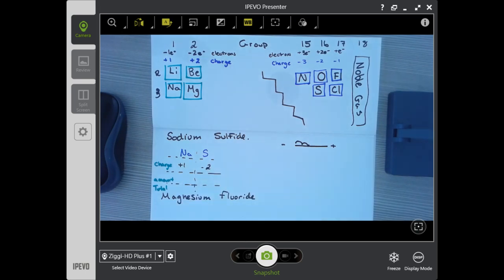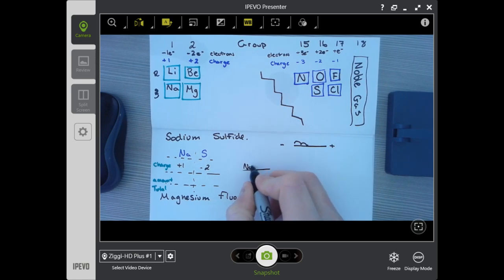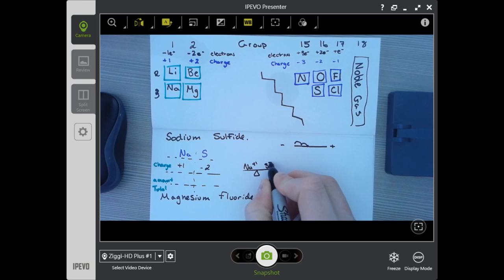Okay, so we have the charges, and now our job is to balance them. Some of us might be able to think, okay, these aren't balanced, right? That's obvious. +1, -2, not the same. How do we go about making them equal? Okay. First, I'm going to show you guys what we did last time, which is the balance, right? We have Na+1, sulfur -2. How do we get these to balance, right?